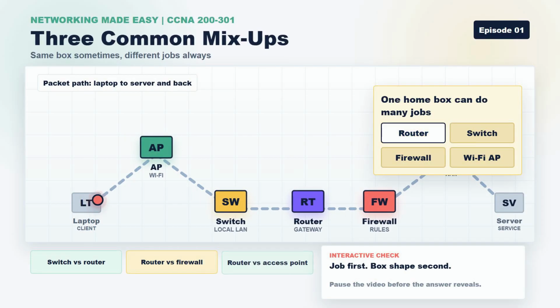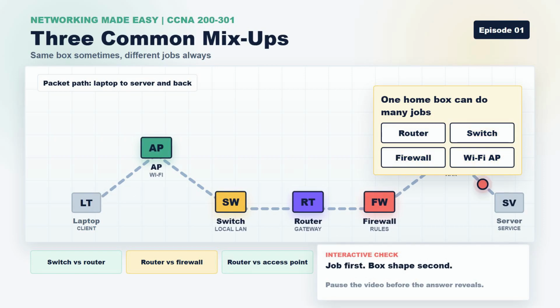Before the quiz, let's clear up 3 common confusions. Switch versus router. Switches connect devices inside a local network. Routers connect different networks. Router versus firewall. A router forwards traffic between networks. A firewall decides whether traffic should be allowed or blocked. Sometimes those jobs happen on the same device.